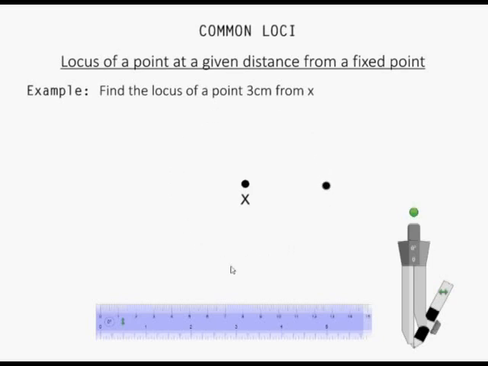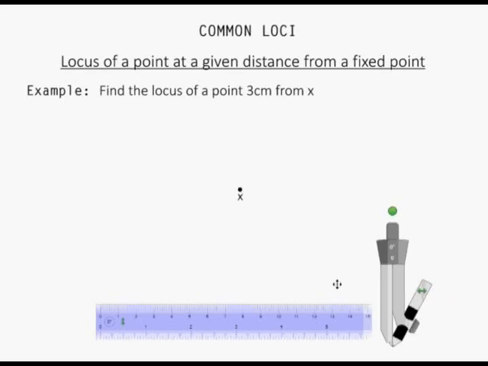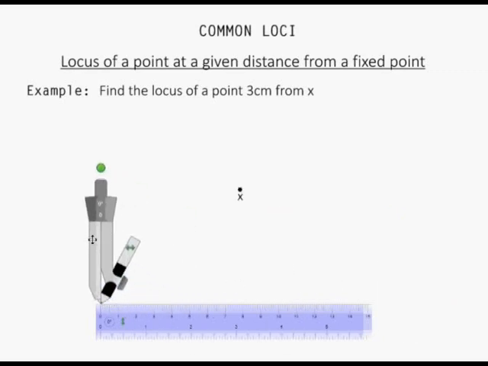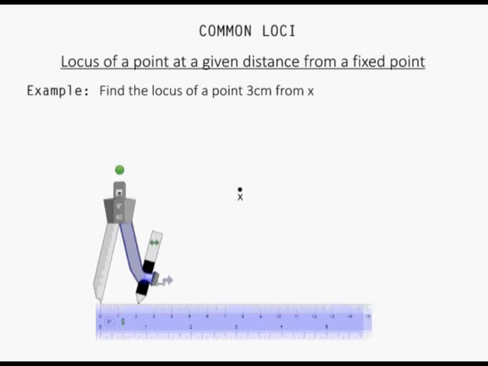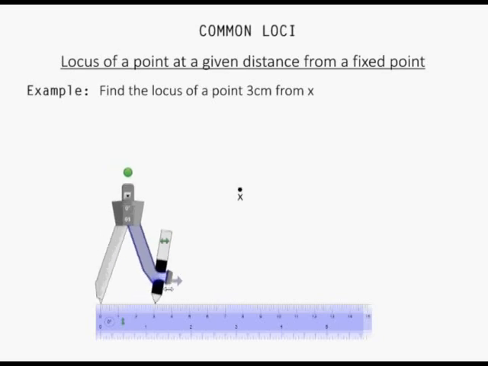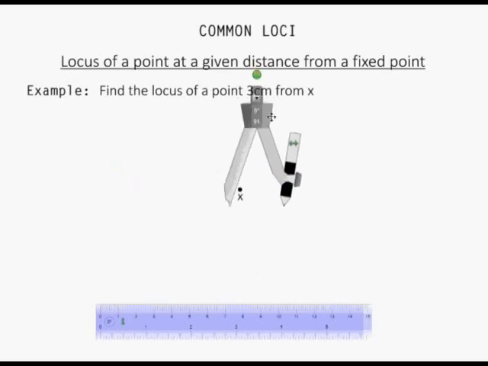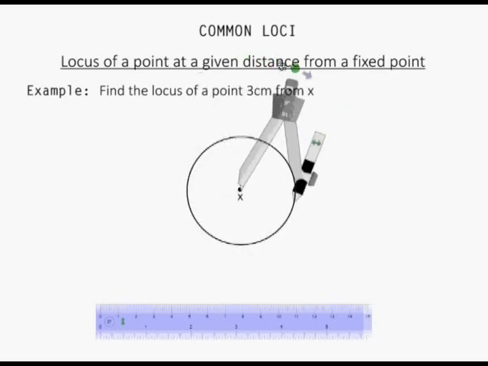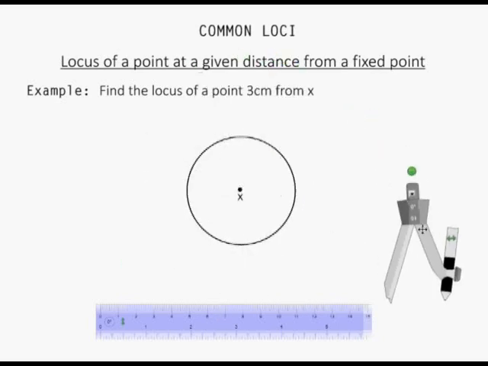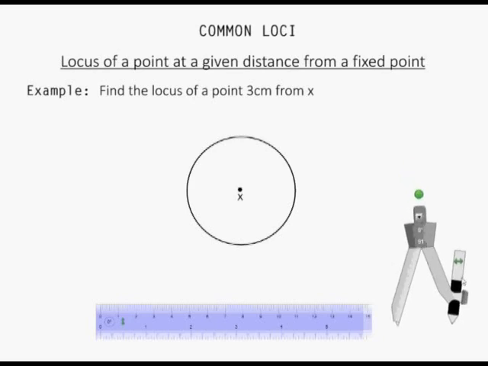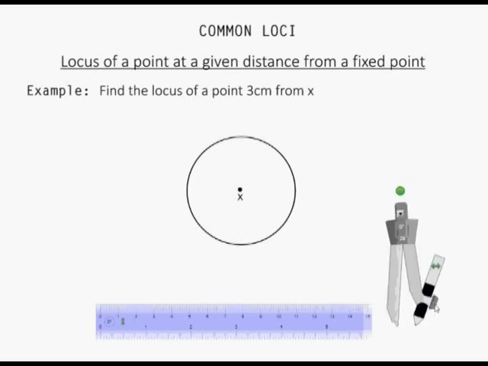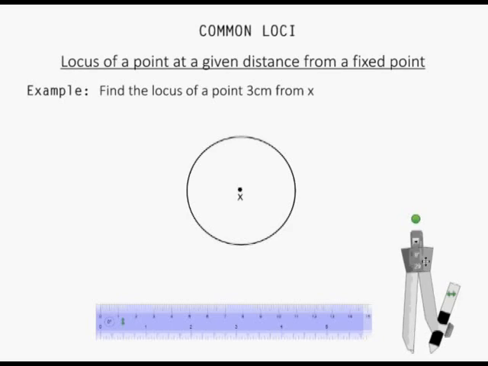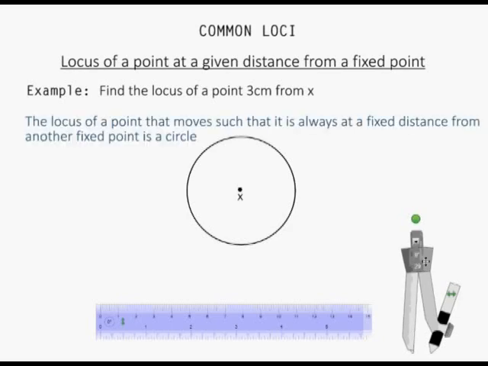center at X. So we take a ruler and measure 3 centimeters using a compass. And then we draw a circle. And any point on that circle is 3 centimeters from X, and it is the locus we are looking for. And so the locus of a point that moves in such a way that it is always at a fixed distance from another fixed point is a circle.